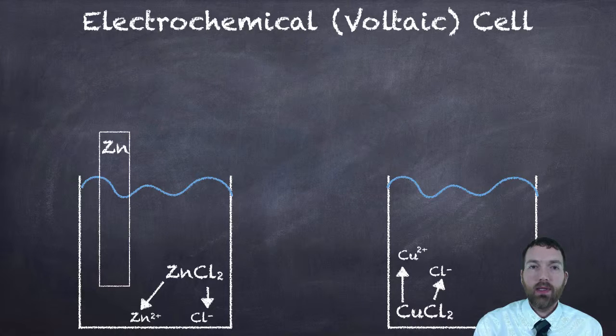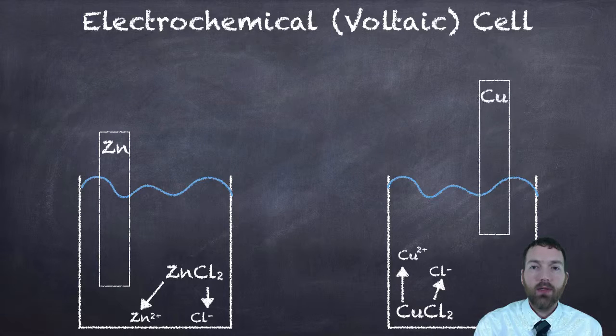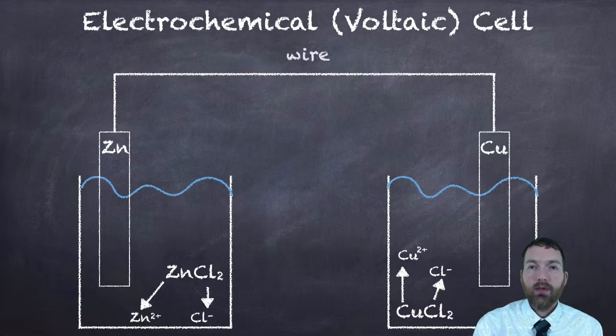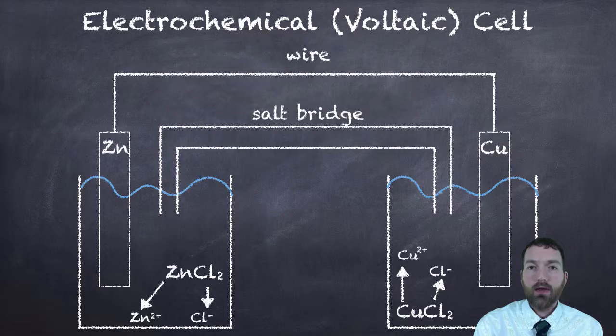Next, I'm going to put the electrodes in. On the half cell on the left, I have a zinc electrode. In the half cell on the right, I have a copper electrode. Next, we're going to attach a wire to these. Still, nothing is happening yet. We're not creating any electrical current yet. The redox reaction can't happen until we add our last component, which is called the salt bridge.